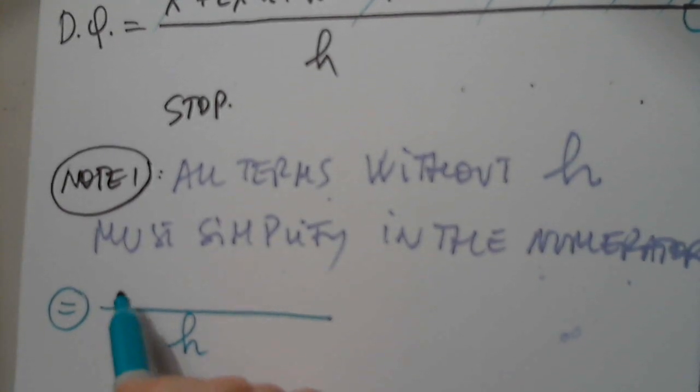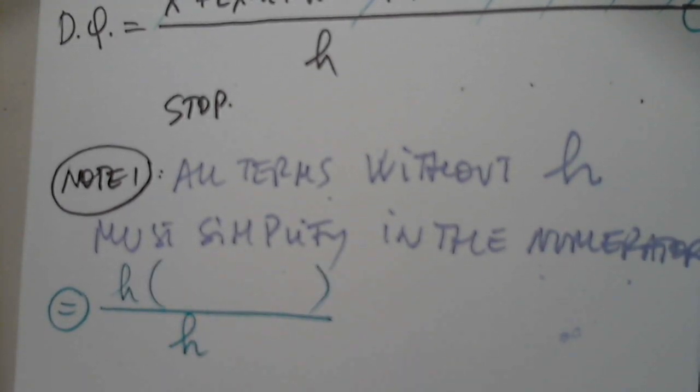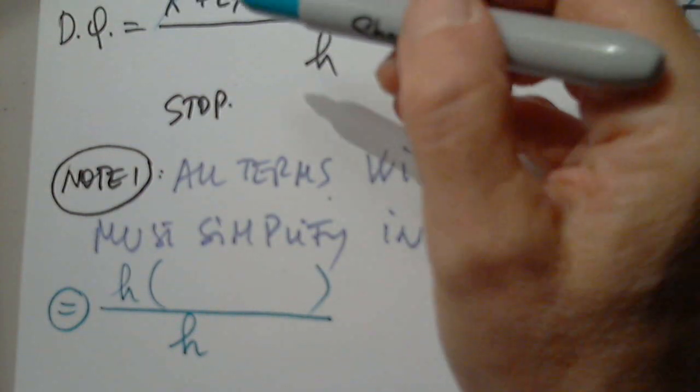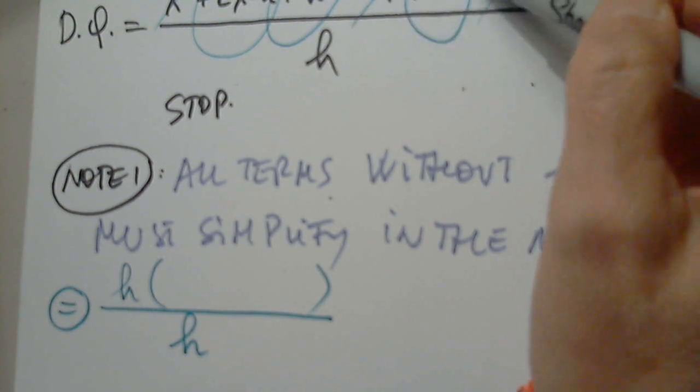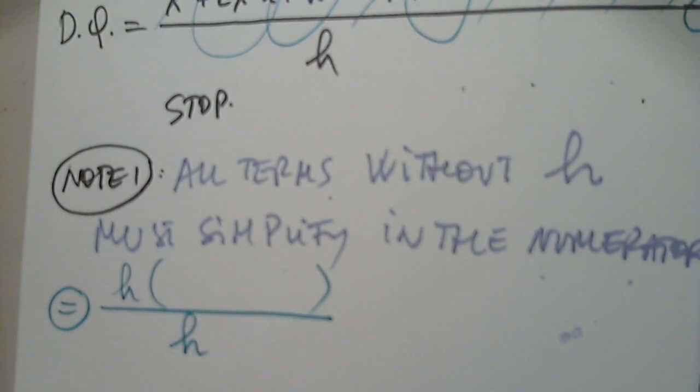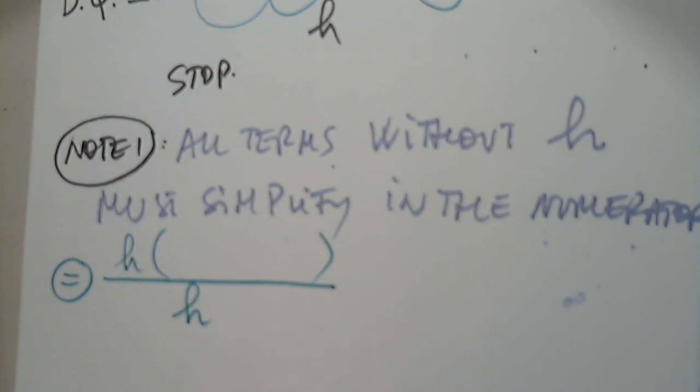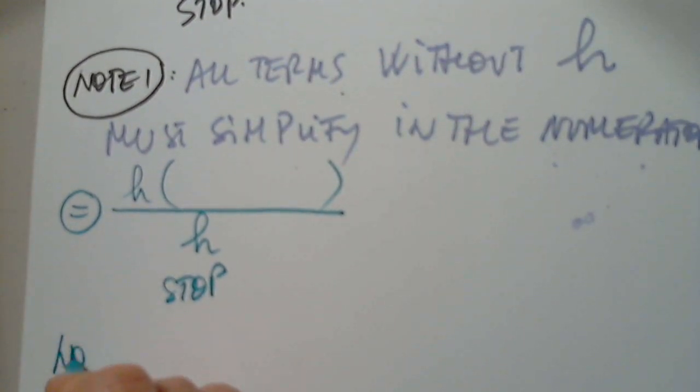I will pull out h. Can anyone tell us what are the remaining terms? Because if we said 3, I have to have 3 terms here. So there are 3 terms, and I have to have 3 terms in parentheses. And then I will say stop again, and I will write note 2.